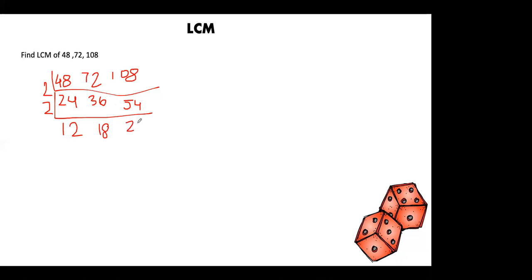Ma'am, you're writing 18 there. Where? 2 8s are 16, na? This one I'm doing. Okay. So then I'm dividing it. Then again I'll divide by 2. 2 6s are 12 and 2 9s are 18. Now 27 is not divisible by 2. So I'll write 27 as it is. Okay. Understood, Safia? So I'll write 27 as it is.